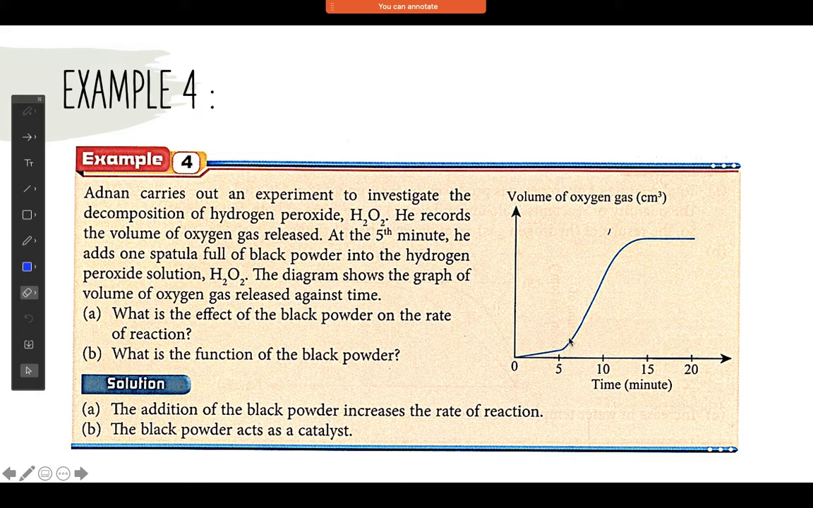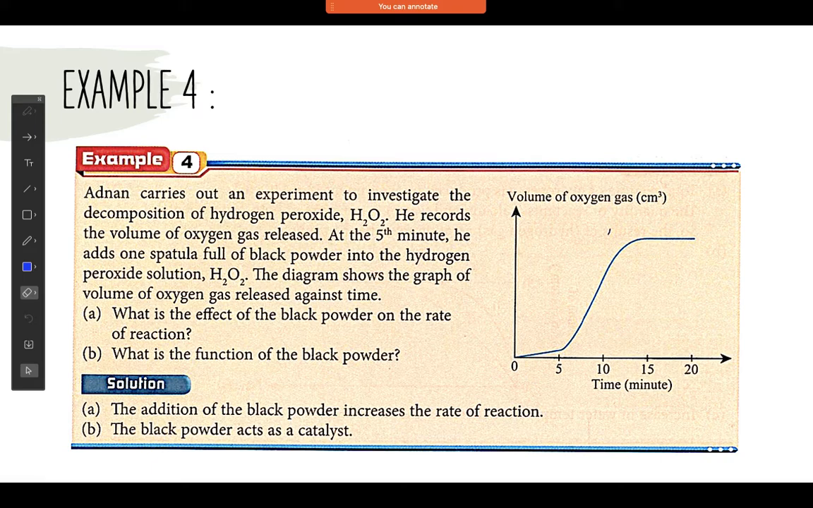Dia tiba terus naik. Naik terus dia punya volume of oxygen gas produced. Maksudnya, apa effect of the black powder on the rate of reaction? It is increase the rate of reaction. Naik dengan double, triple-nya terus. Okay, so what is the function of the black powder? Act as the positive catalyst. Kalau nak minta name pun boleh namakan dia adalah manganese 4 oxide.